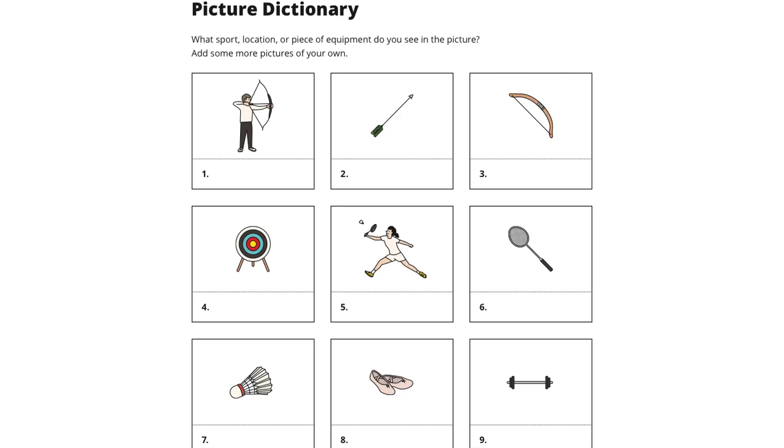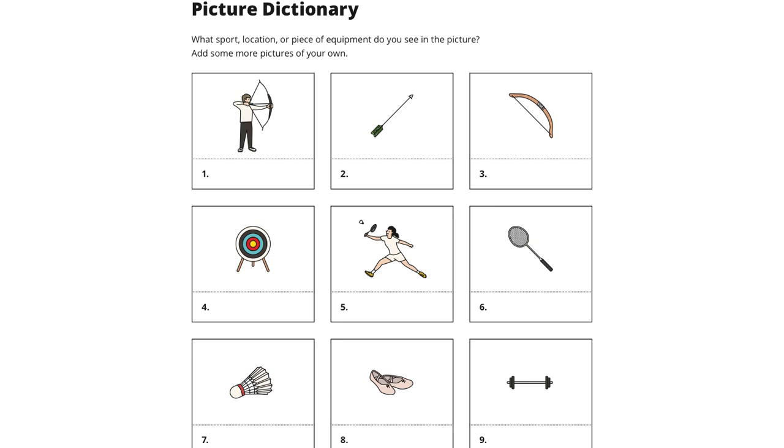Hello there, students. Today you are going to be working with sports vocabulary. So we've been learning about the gym, and so while I am gone, I thought it would be good for you all to learn about the different ways we say different sports in English.